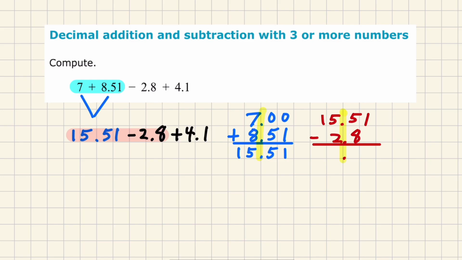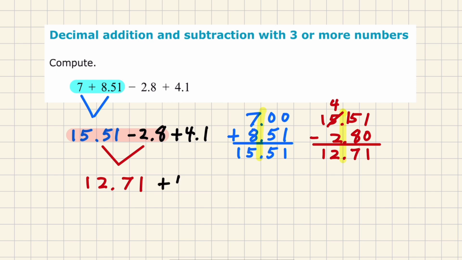Again, we have the decimals lined up, so the solution will have that same alignment. And subtracting this time, 1 minus 0 is 1. 5 minus 8, I would need to borrow a 1 to get 15 minus 8, which is 7. 4 minus 2, a 2. And 1 minus 0, 1. So we've done the subtraction and have 12.71.